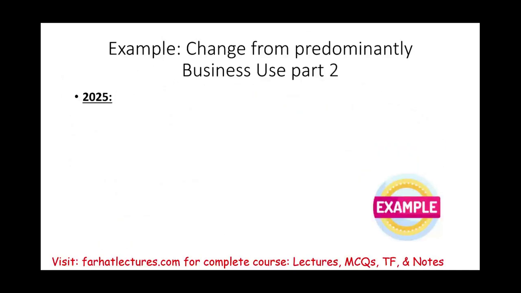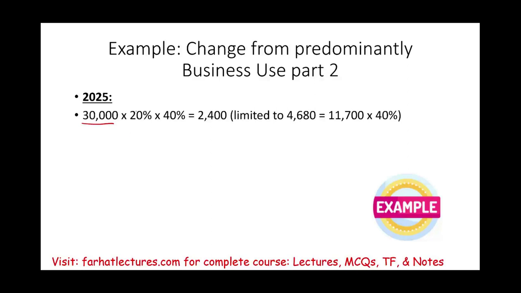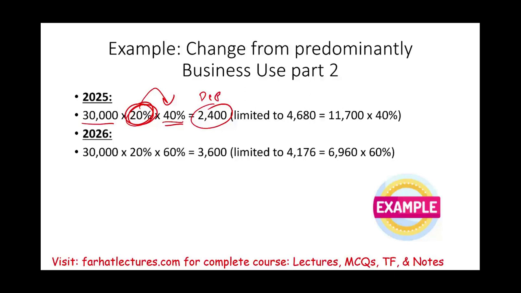For the year 2025, how do we take the depreciation? We'll take 30,000 times 20% times 40%, because in year 5 the business use was 40%. So this is the depreciation. Again, we don't have to worry about the limit, we're below the limit. So for 2025, this is the depreciation expense that we take. In 2026, now we're back to 60%. Well, that's great, but we have to stick with the straight line because we fell below 50%. 30,000 times the straight line rate, 20% times 60%, 3,600. Again, I always check the limit. You are below the limit.